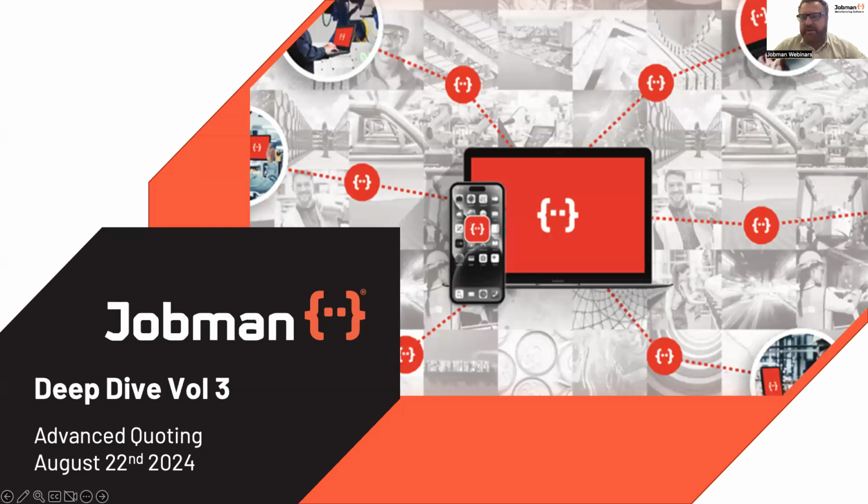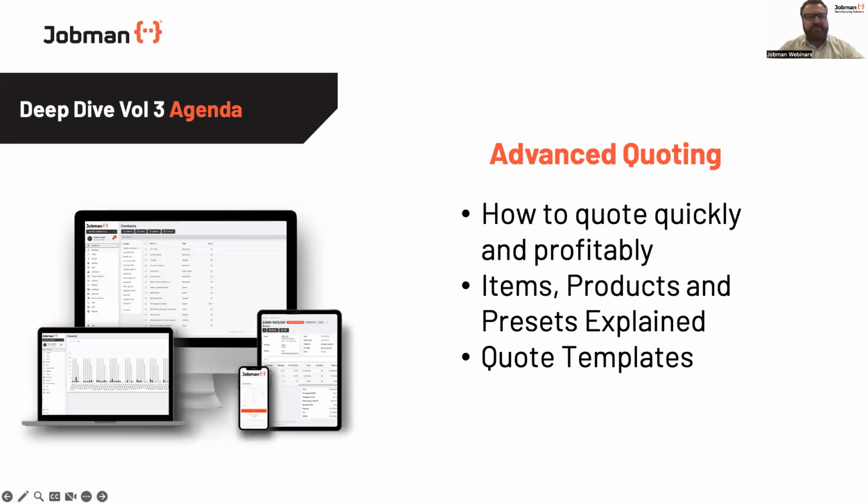One of the first things they come looking for in a software platform in order to be able to handle their quoting, improve their quoting processes, and obviously win more leads, which means more jobs, which means more profit. So what we really want to cover today is advanced quoting, how to quote quickly and profitably. It's a fair statement to say that Jobman has an extremely intuitive and flexible quoting system, which means it can virtually handle any way that you currently are quoting.